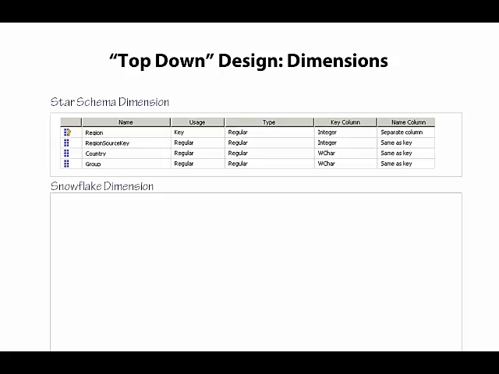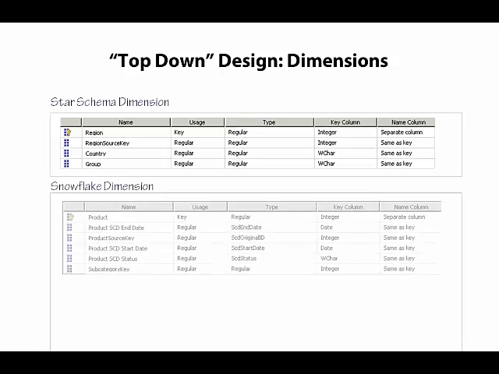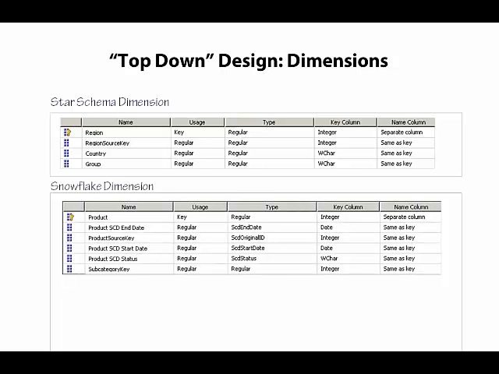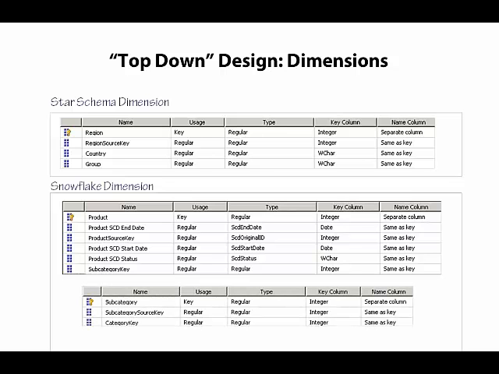The second type of dimension structure that we might use is a snowflake dimension. The snowflake dimension has one table per level. So in this example, we have a product level, a subcategory level, and a category level. Now in the wizard, we set these up as separate dimensions, but that's just a workaround. We won't really use these as separate dimensions in the final version of the database. But otherwise, the process is similar to the star schema.